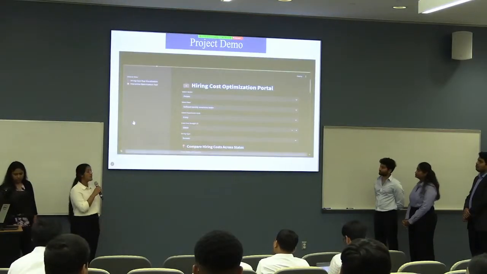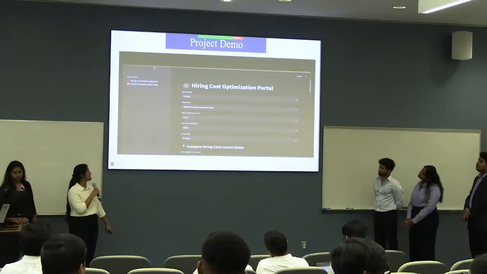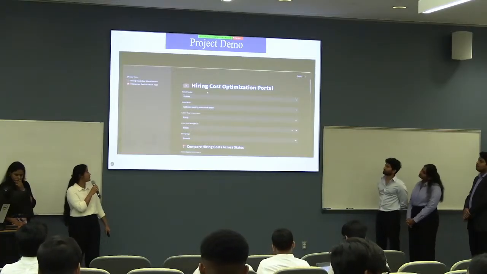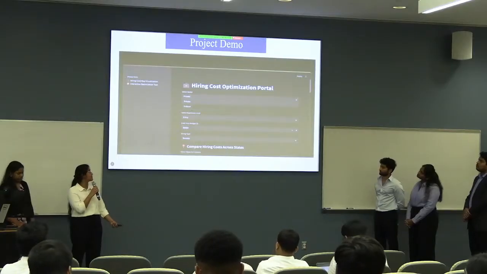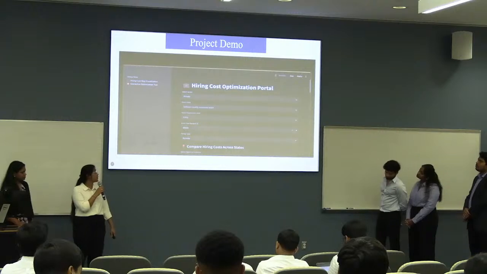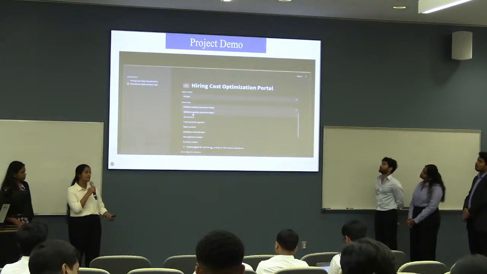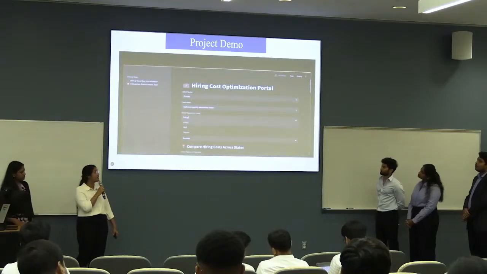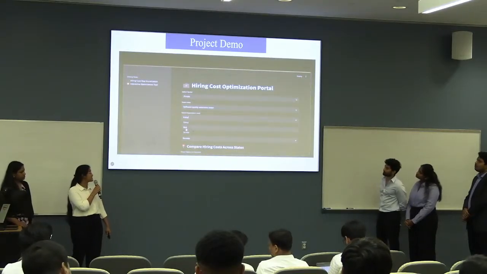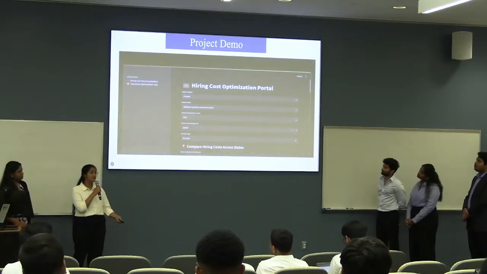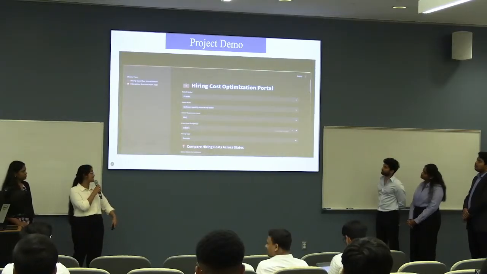So the companies can choose based on their preferences in this tool. Firstly, they can select the sector in which they want to hire, whether it's the private sector or the federal sector. Next, they can select the role they want to hire for. It may be software developers, data analysts, or whatever the role may be. Later on, they can also select the experience level of the employee. It may be entry, mid, or senior level.